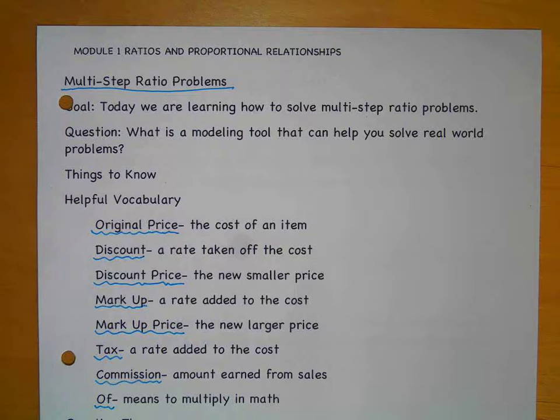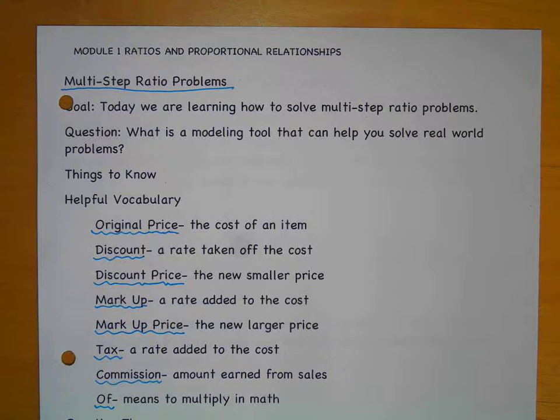Original price. The original price of something is the cost of an item. So you walk into a store and there is stuff on the shelf, and it will say, here is a can of chili, and it costs $2.50. Okay, that is the original price because that is the price that it is listed for.